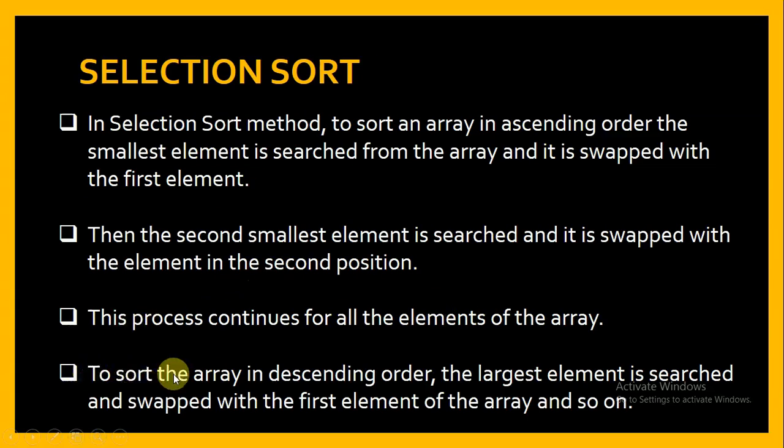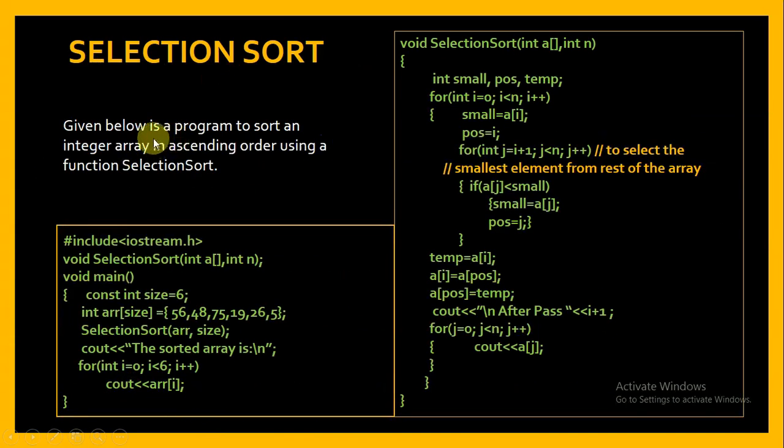Now to sort an array in descending order, instead of the smallest element, the largest element is searched and it is swapped with the first element of the array, and the process continues for all elements of the array. Now let us see a program in C++ to sort an array using selection sort.